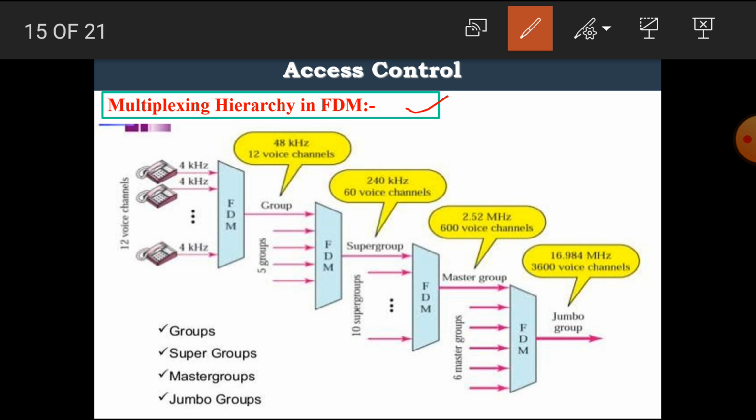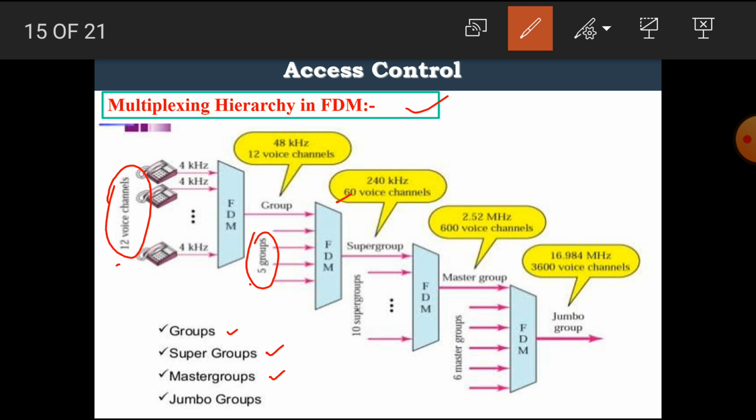Let's see once again. There are 4 levels. First one is basic groups. One group consists of 12 voice channels. Then the next level is supergroups. The supergroup consists of 5 basic groups. That means total 12 into 5 is equal to 60 voice channels.